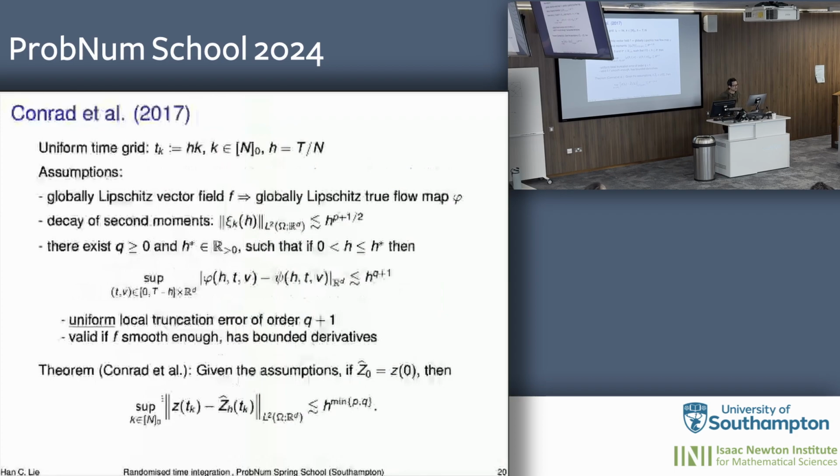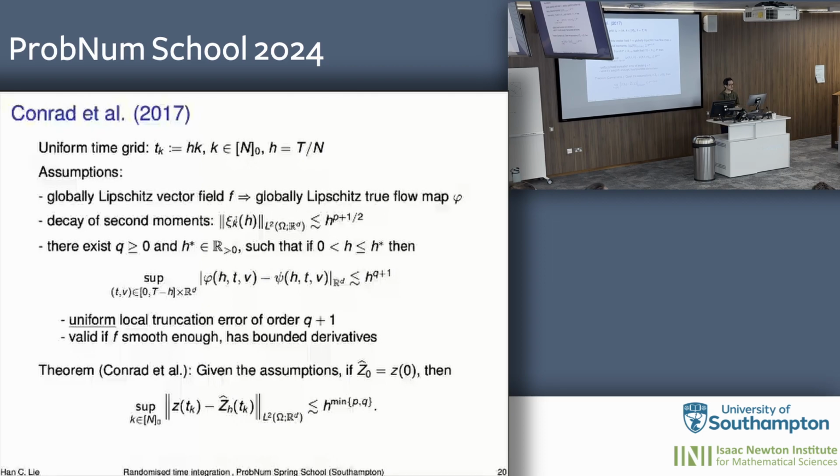So just to recap, what did Conrad et al. do? They said, let's fix a uniform time grid, so all the time steps are the same. We assume that the vector field is globally Lipschitz, which is quite strong. Many ODEs of interest are not globally Lipschitz, but this is like the first paper, so it's convenient to start with strong enough assumptions. And because of this, your true flow map is globally Lipschitz as well.